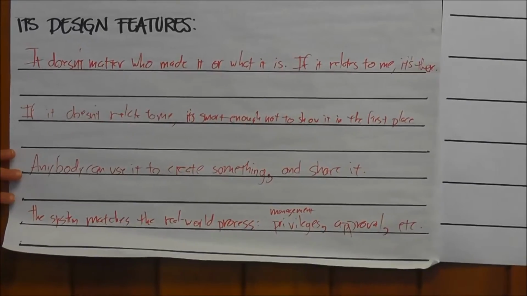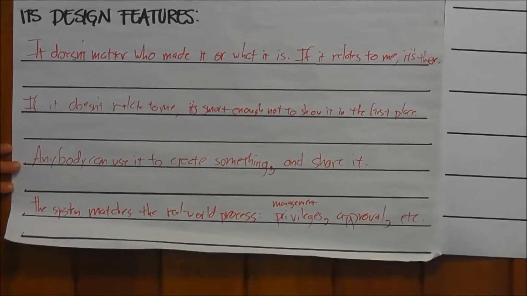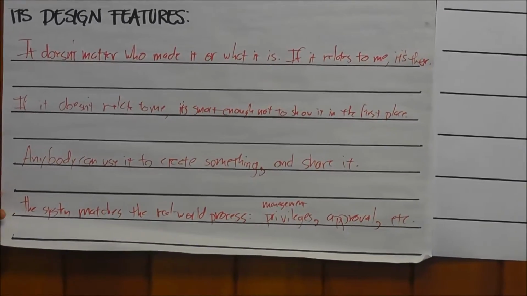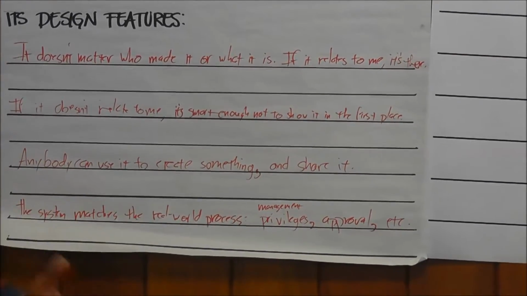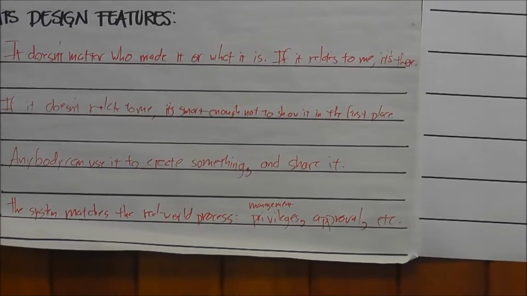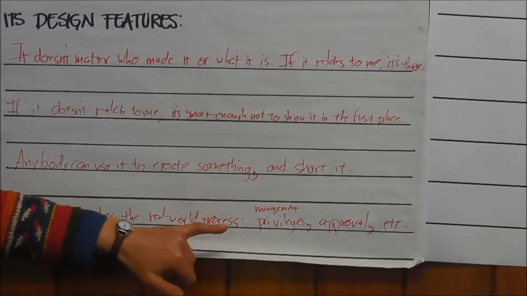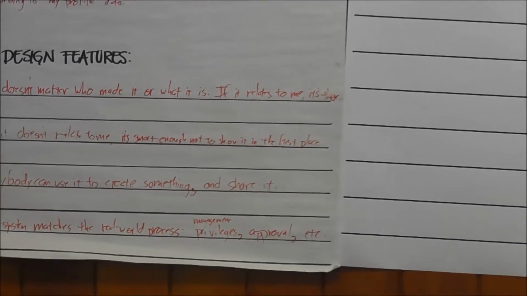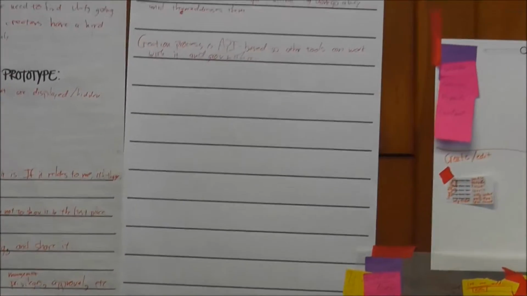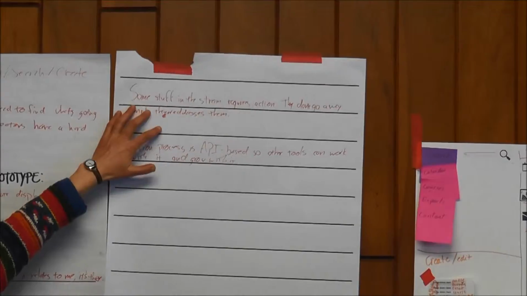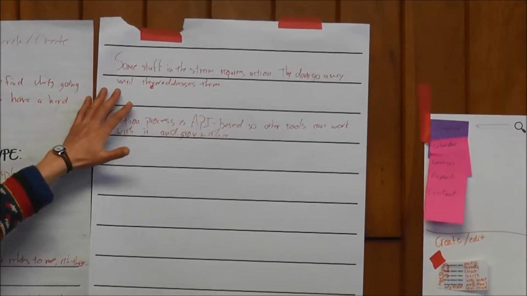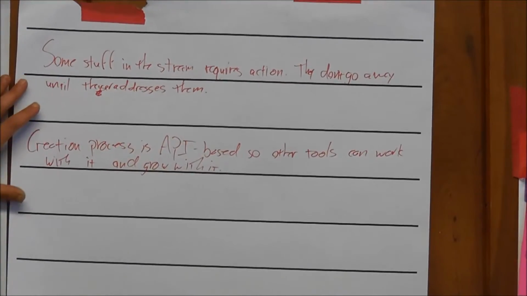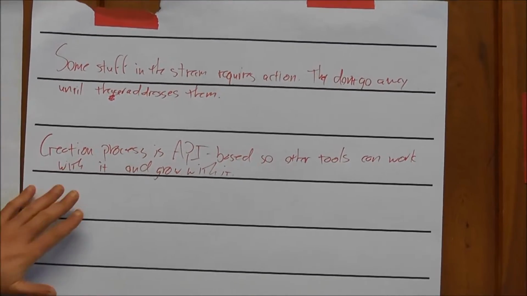Anybody can use this to create something and to share it, and I'll explain what create means in a moment. The system matches the real-world process, how we actually do our functions and our work, and that includes management privileges, approvals, all these different pieces of a process that we might do. Some stuff in our stream of information can require action, and so they stick around, and I'll explain that in a moment too, and make sure they get addressed.